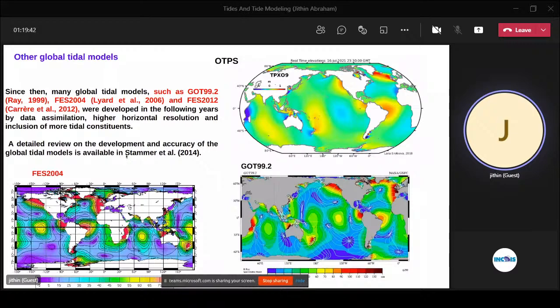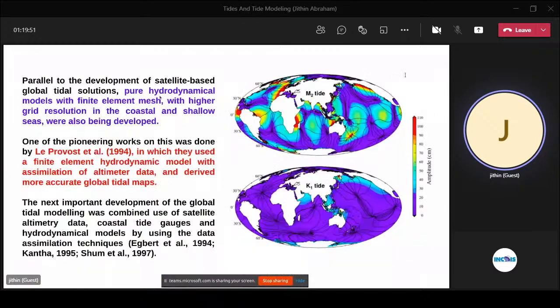And parallel to the development of satellite-based global tidal solutions, pure hydrodynamical models with finite element meshes with higher grid resolutions in the coastal and shallow seas were also developed. One of the works was done by Provost et al. in 1994, in which they used a finite element hydrodynamic model with data assimilation of altimeter data and derived more accurate tidal maps.